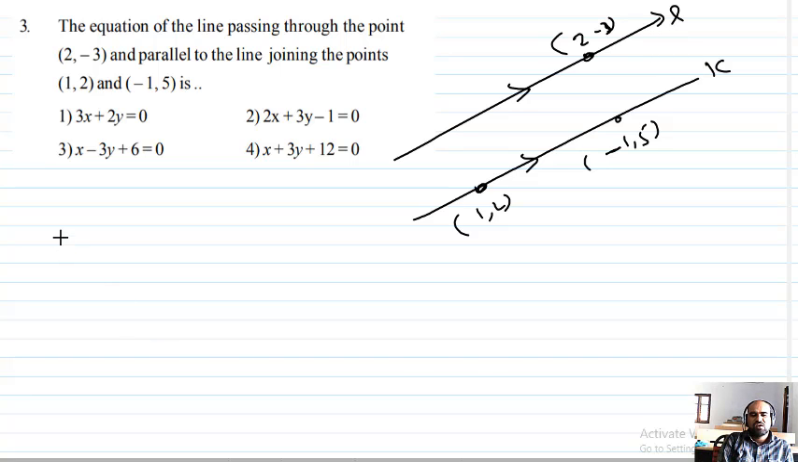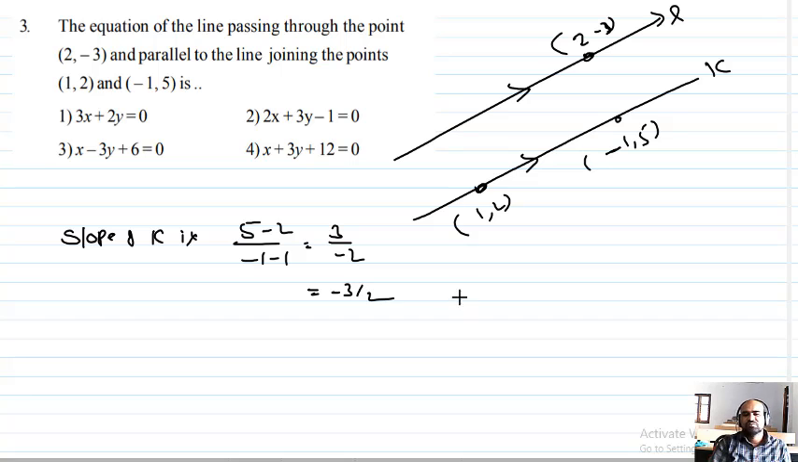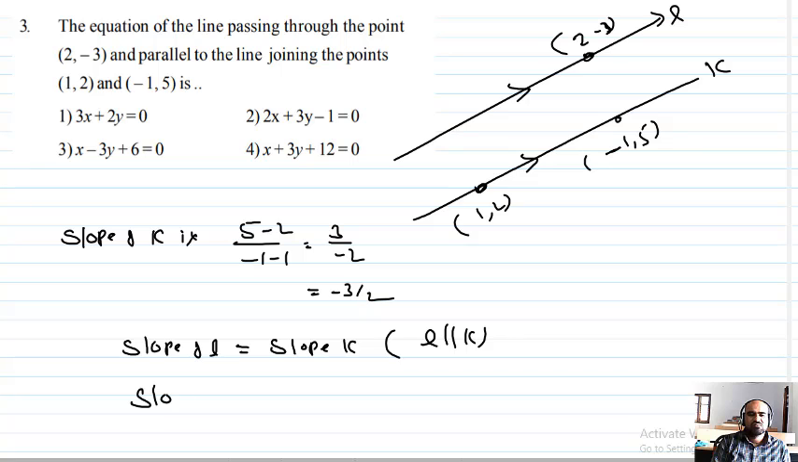I will write the slope of k. You need to find the slope of k first. Slope of k is y2 minus y1 over x2 minus x1, that is 5 minus 2 by minus 1 minus 2, which is equal to 3 by minus 2, or minus 3 by 2. So the slope of L is equal to the slope of k. What is the reason? L is parallel to k. So the slope of L equals minus 3 by 2.